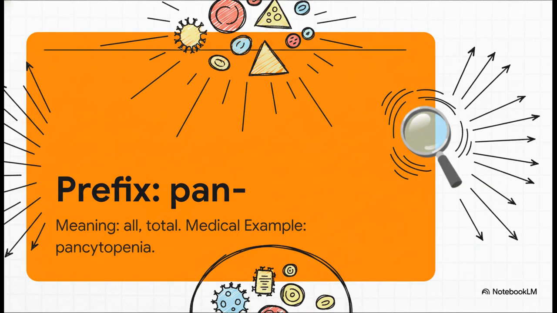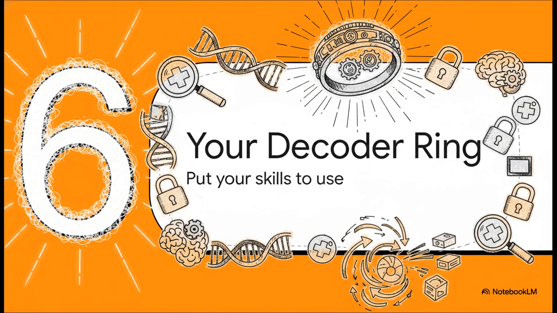And now, we can finally go back to our mystery word from the beginning, pancytopenia. The prefix here is pan. Pan means all or total. That's it. So pancytopenia simply means a deficiency of all types of blood cells. Not so scary anymore, is it? And just like that, you have the key. You've basically built your own virtual decoder ring to unlock the meaning of countless medical terms.